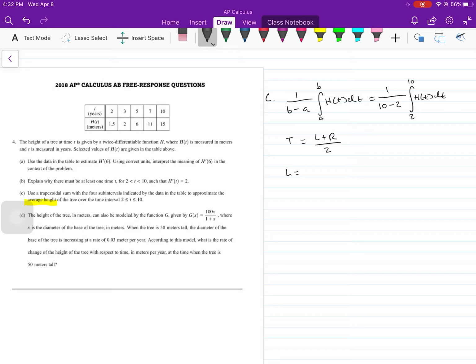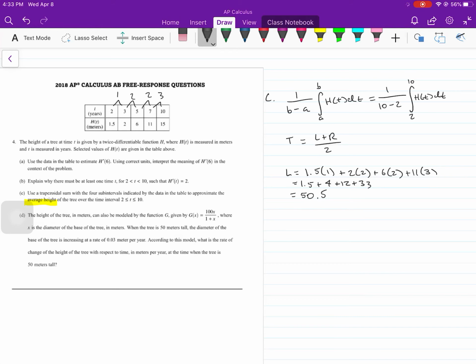So the left sum is going to be 1.5. We see that our first delta x is 1, then it's 2, then it's 2, then it's 3. So we're going to have 1.5 times 1 plus 2 times 2 plus 6 times 2 plus 11 times 3. And what am I doing? I'm running through the left 4 values. That's the left sum. So we get 1.5 plus 4 plus 12 plus 33. And so 33 plus 12 is 45, 49, and that's 50.5.